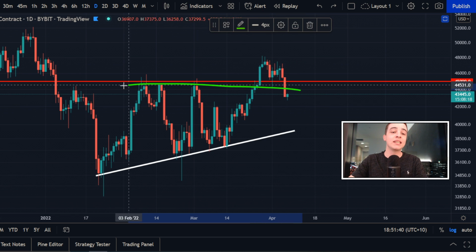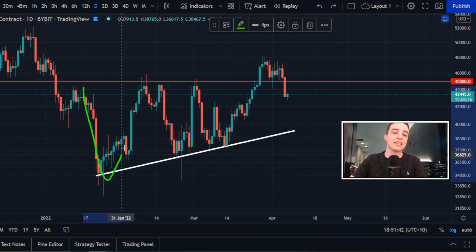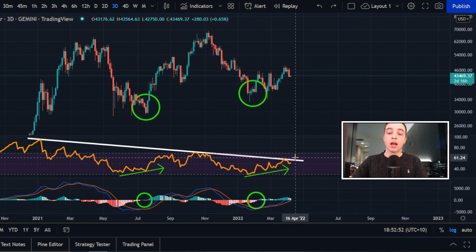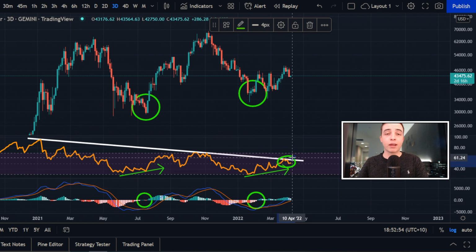Right now we are sitting in this neutral range, because of course this is a sideways price range. And if you're looking at the 3-day Bitcoin RSI, we've just seen a rejection from this massive line of resistance, which is important to pay attention to. But for more information on this, I strongly recommend checking out my last Bitcoin update video that I posted yesterday.